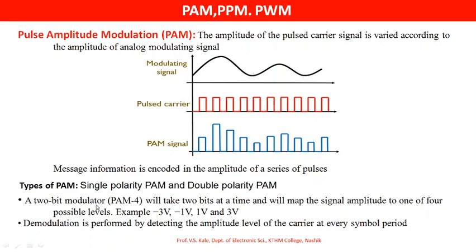A 2-bit modulator, for example PAM4, will take 2 bits at a time and will map the signal amplitude to one of 4 possible levels. For example, -3 volt, -1 volt, 1 volt and 3 volt. These are the 4 voltage level steps. That's why it is called PAM4, and that can be modulated with 2 bits. Demodulation is performed by detecting the amplitude level of the carrier at every symbol period. So you learn about the pulse amplitude modulation.